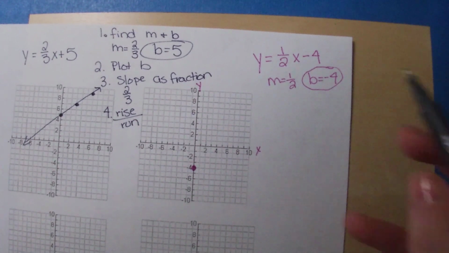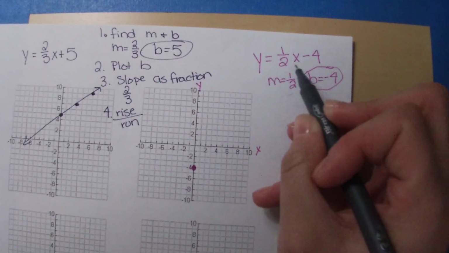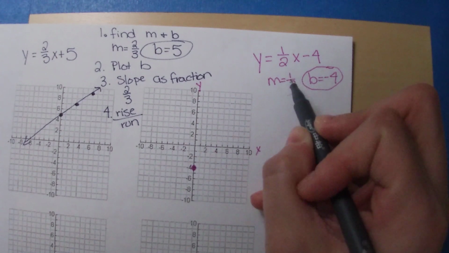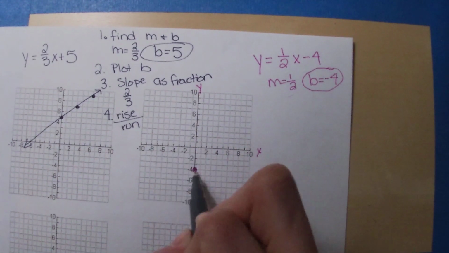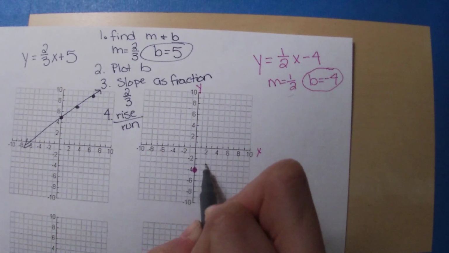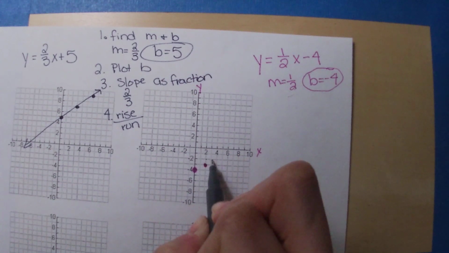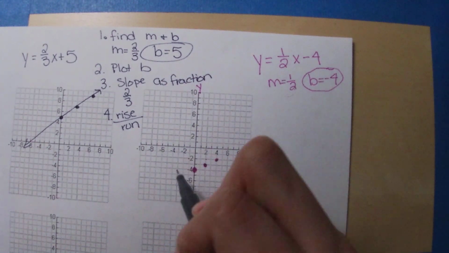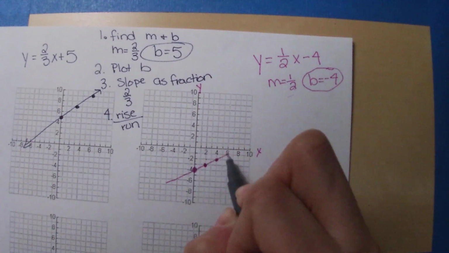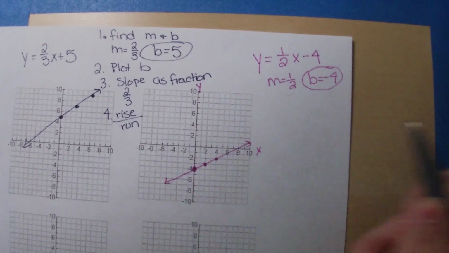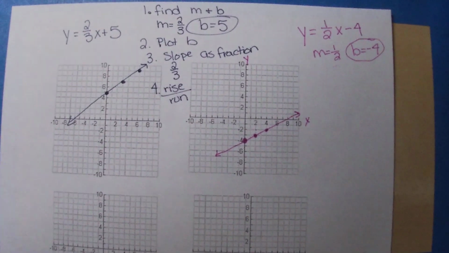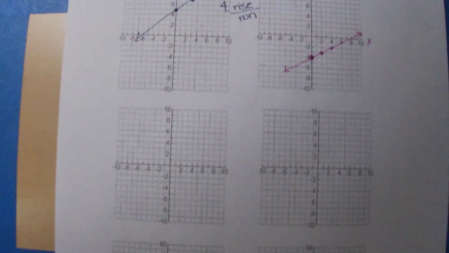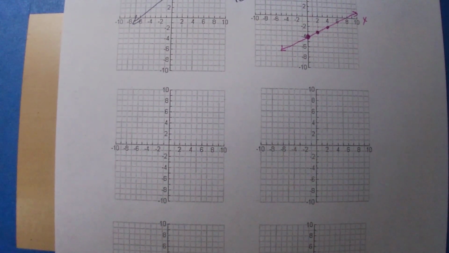From that point I made, I am then counting for my slope. So I'm going to go up 1, I'm going to rise 1, and I'm going to run 2. So I'm going to go up 1, right 2, up 1, right 2, and there is my line. Okay, we're going to look at 2 more and then we'll be done with notes.